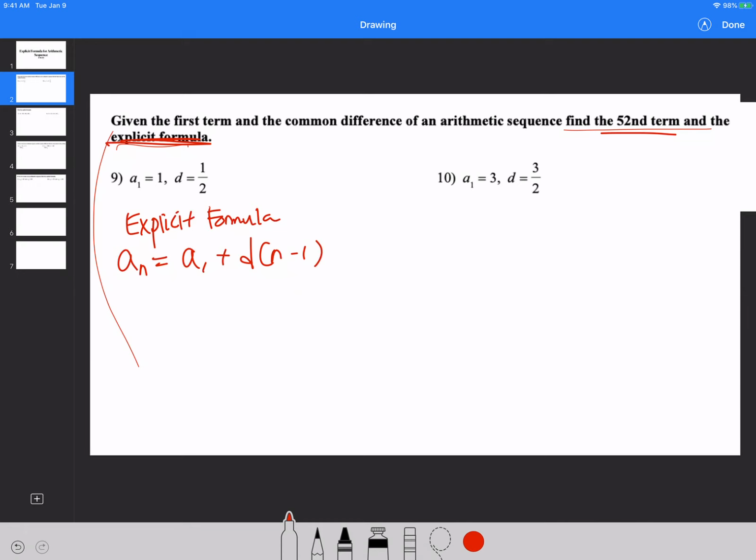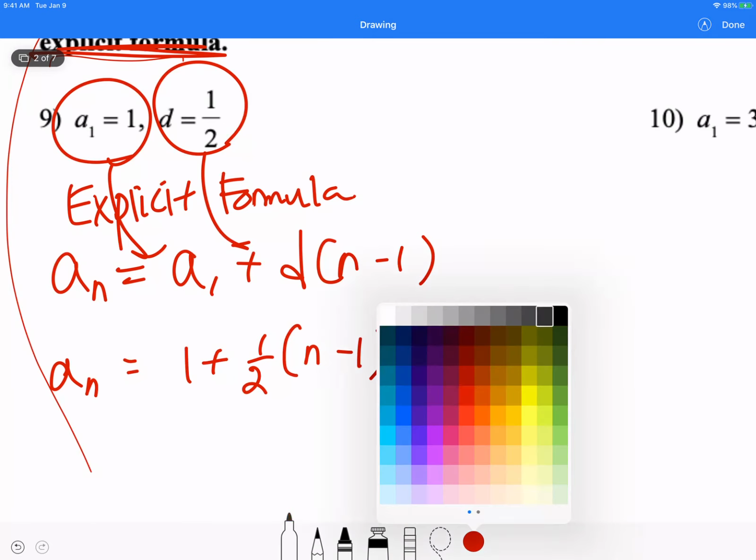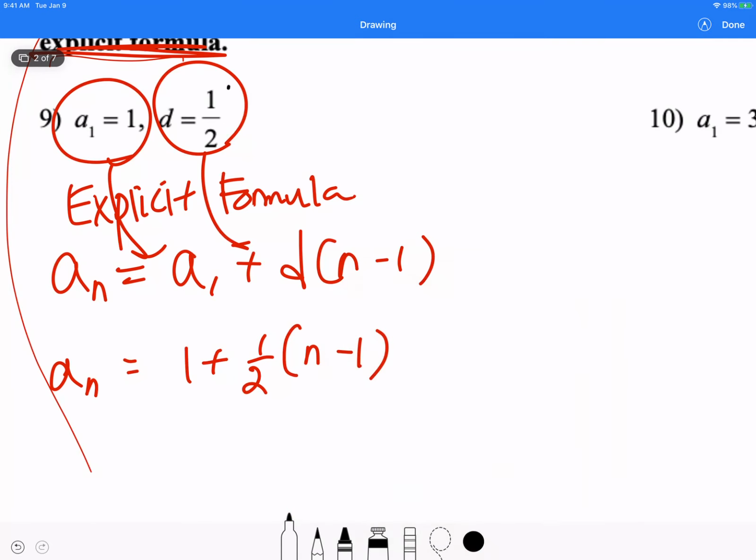So what we're going to do is simply plug those in here and here into the function, and so we find out that the explicit formula is a sub n is equal to 1 plus 1/2 times n minus 1. Now notice how I have simply substituted the 1/2 in here, and I've substituted the first term in here, and that's it.